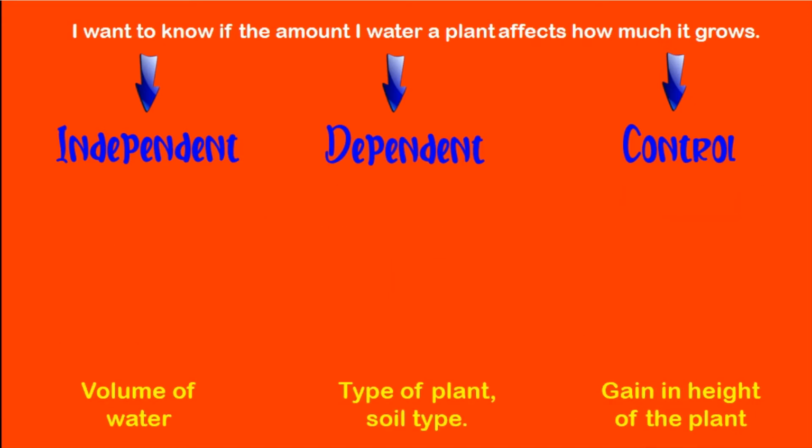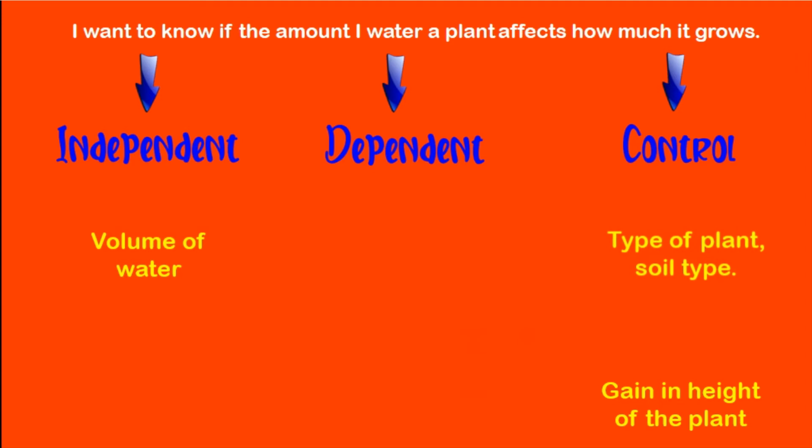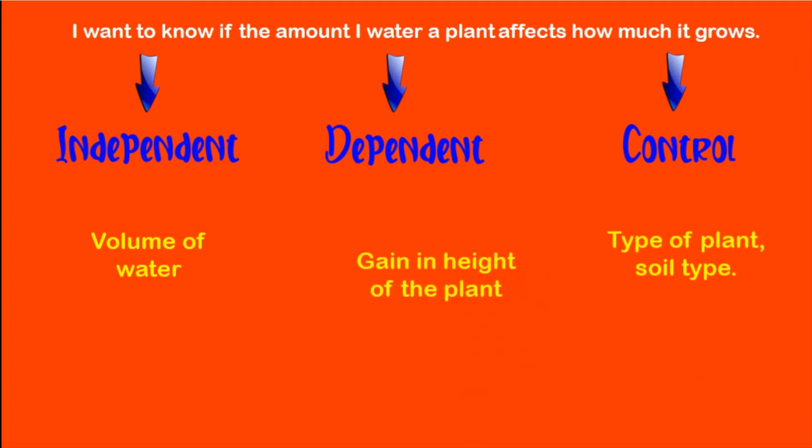Let's just see if we could match these up. So here's another question again on the screen. The independent variable. So at the bottom I've got volume of water, type of plant, gain in height. So the volume of water is what I'm changing, so that's the independent variable. The type of plant and the soil, etc., they're the things I need to keep the same, so they're control variables. And the dependent variable is the gain in height of the plant, that's what I'm measuring.